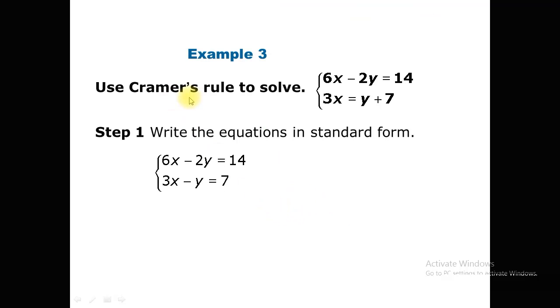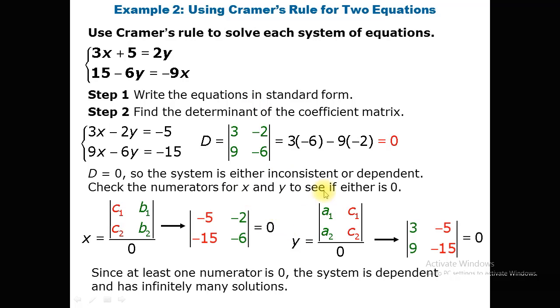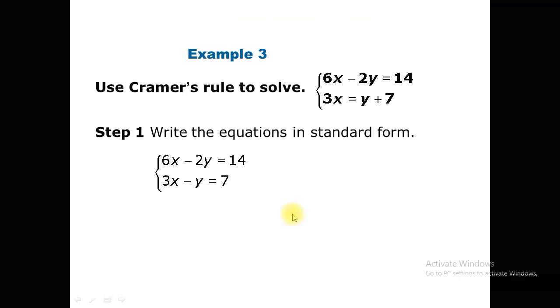So, another example for dear students, but note that for infinitely many solutions, in the next lecture we will discuss another method by which we can find those solutions. In Cramer's rule we cannot find the solutions in this situation if at least one numerator determinant is 0.